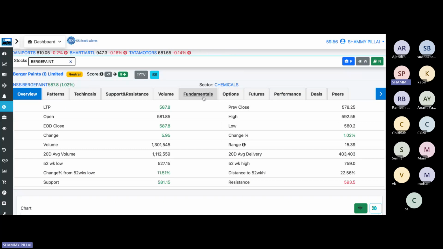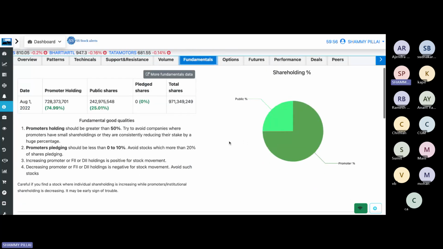Why should you not take this? Look at this. It's a solid promoter holding here. 74%. What more do you require? The promoter is himself interested in his own stock. उसको फर्क नहीं पड़ता whether you or me taking the stock. He is only interested in his stock.